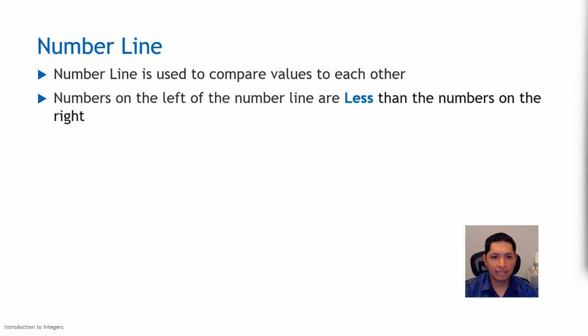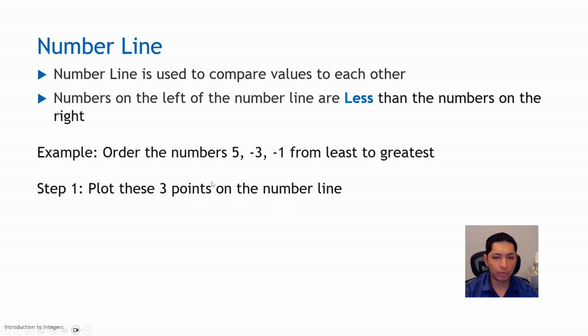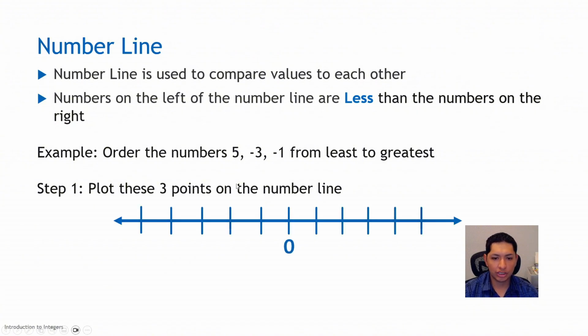Coming back to the number line, a number line is used to compare values to each other. Numbers on the left of the number line are less in value than numbers on the right. So let's look at an example. Let's say that we are asked to order the numbers 5, -3, and -1 from least to greatest. So first thing I'm going to do is plot these 3 points on the number line. So let me draw a number line here, same one as you saw earlier with the 0 in the middle. And I am going to plot these 3 points on this number line.